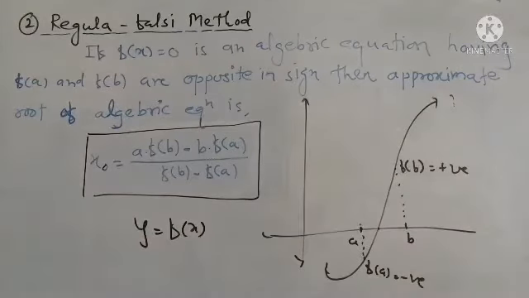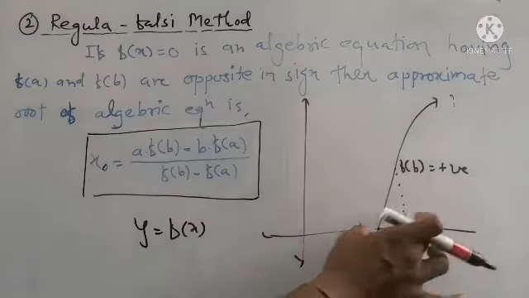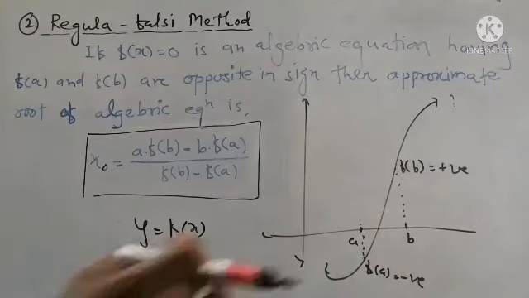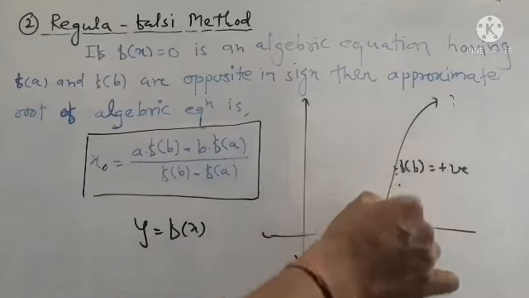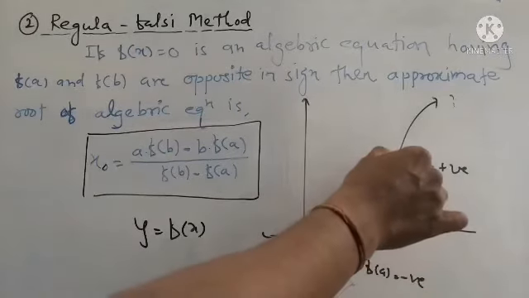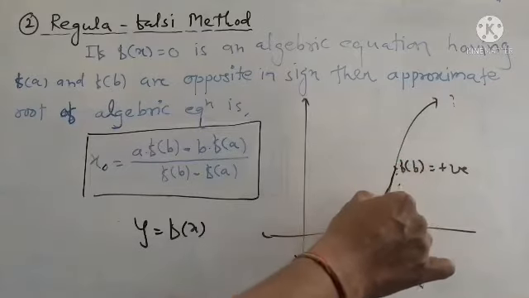Now what we did in the bisection method, we found the midpoint of this interval. Okay, now in the regula falsi method, actually these two points on the curve we join by a straight line.